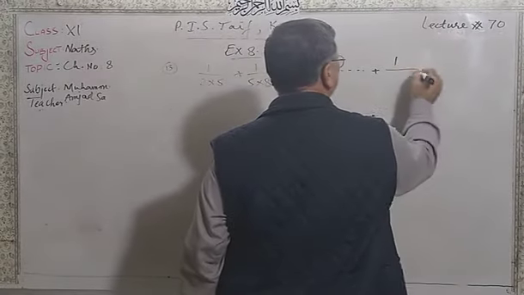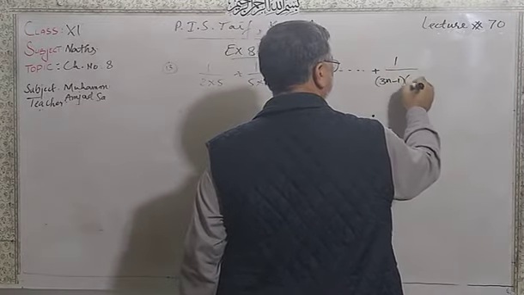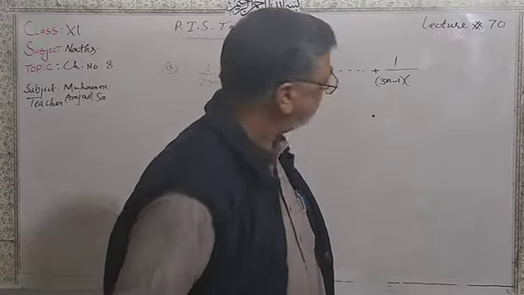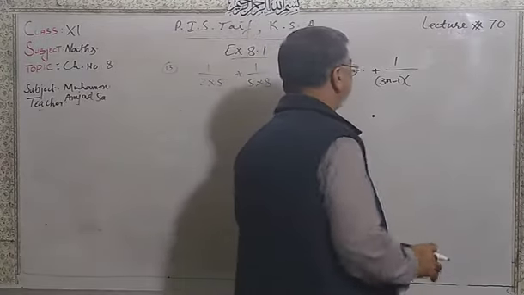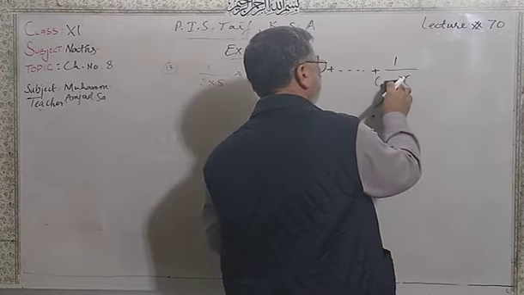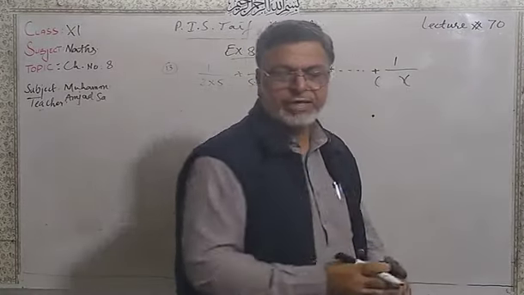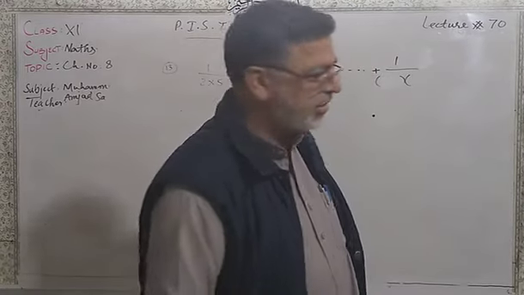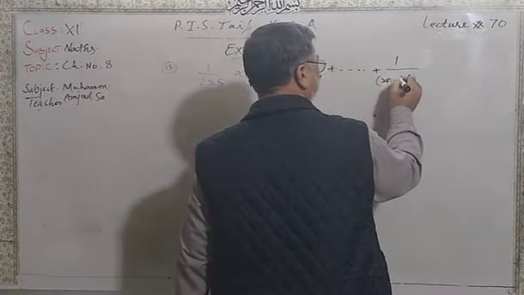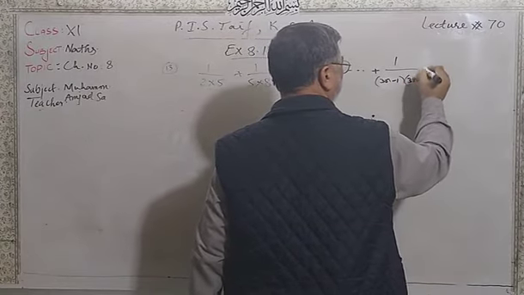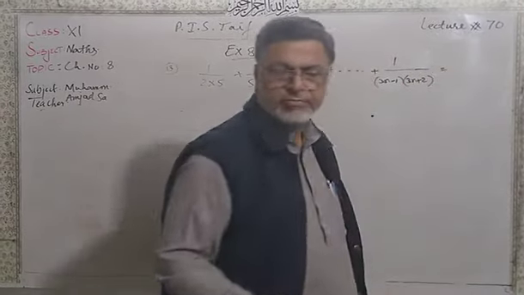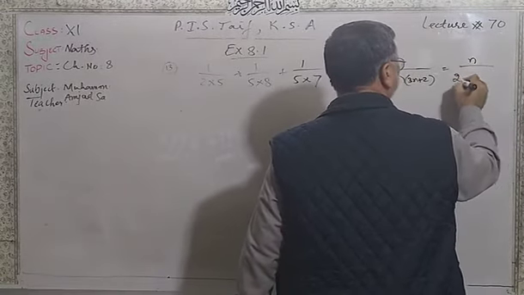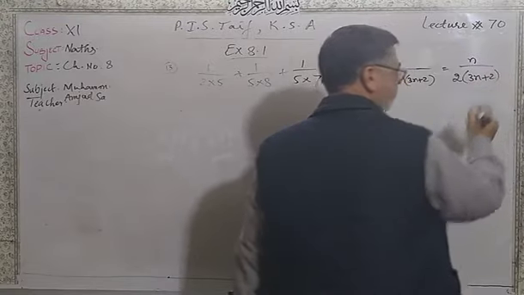Plus 1 over 3n minus 1 into 3n plus 2. That will be equal to n over 2 into 3n plus 2.